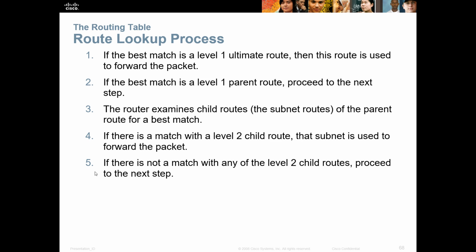So the route lookup process: if the best path is a level 1 ultimate route, then the route is used. If the best path is a level 1 parent route, it will proceed to the next step. The router examines children routes and the subnet routes of the parent routes for the best match. If there is a match with a level 2 child route, the subnet is used to forward the packet. If there is not a match with any of the level 2 children routes, proceed to the next step.